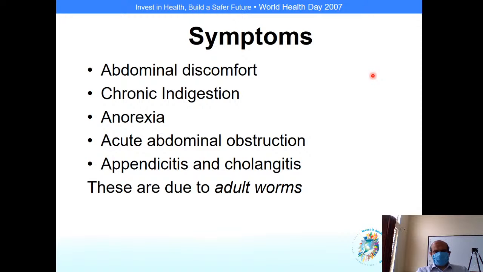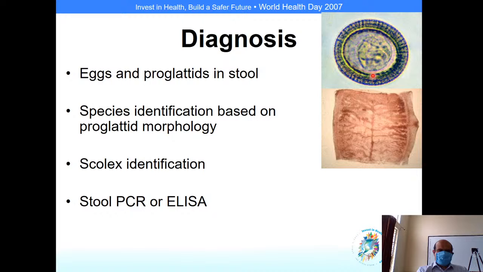If there is some small spelling mistake, probably. Okay, cholangitis. So these are due to adult worms. Coming to diagnosis: eggs and proglottids in stool. So diagnosis is made if you find eggs and proglottids in the stool. Species identification is based on proglottid morphology, scolex identification, and stool PCR or ELISA.